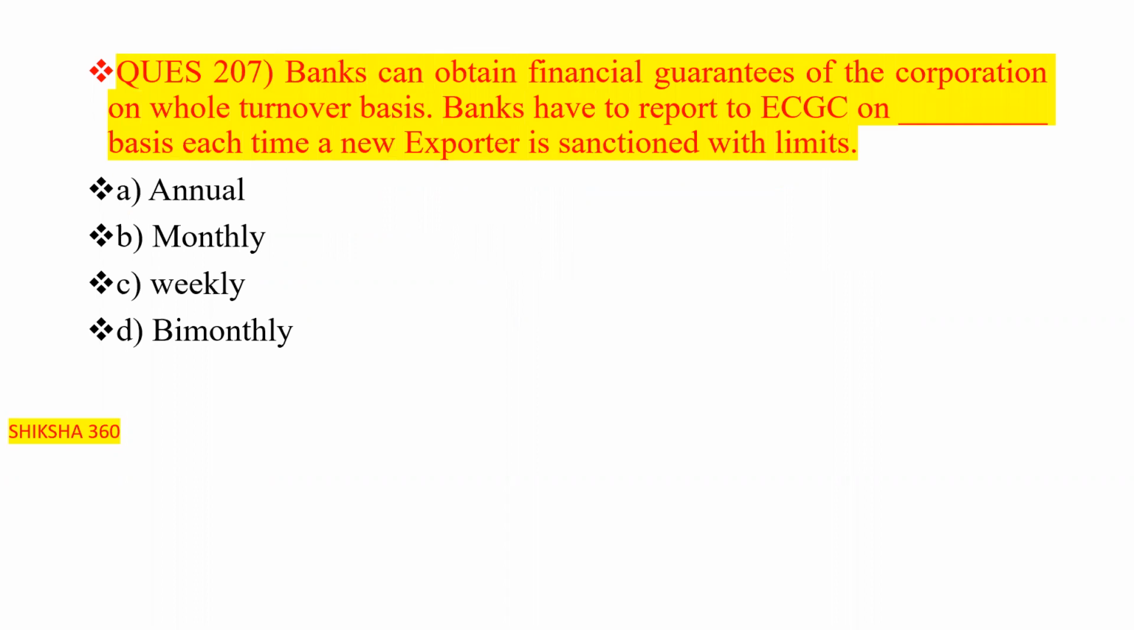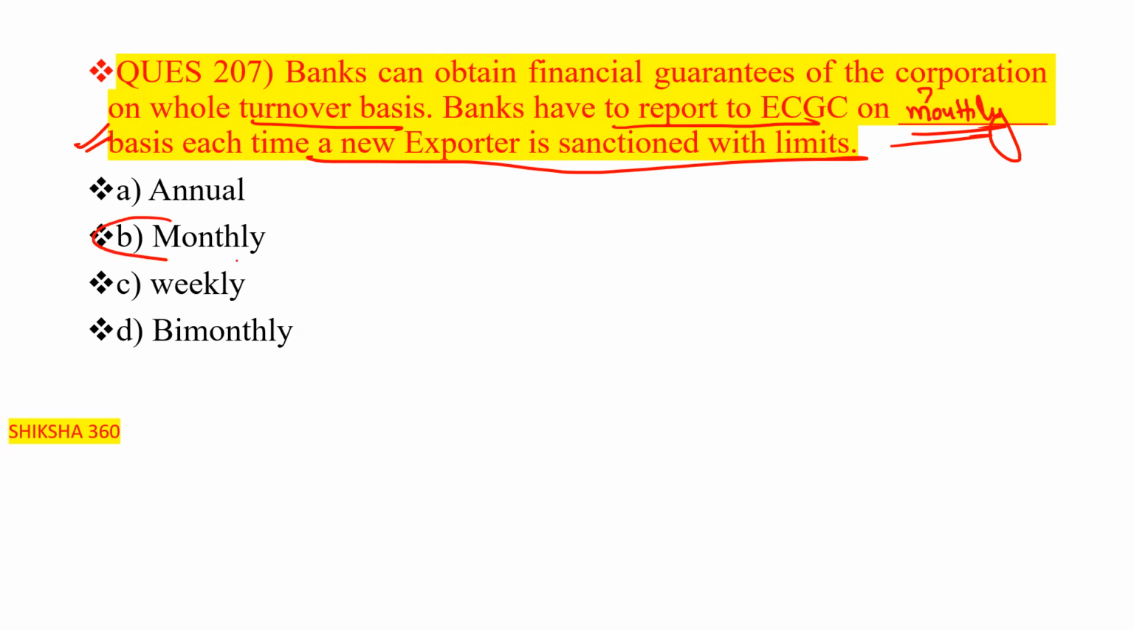Banks can obtain financial guarantees of the corporation on a whole turnover basis. So banks have to report to ECGC on which basis: annual basis, monthly basis, weekly basis, or bi-monthly basis? They have to report each time a new exporter is sanctioned with new limits. So they have to report to ECGC on a monthly basis, each time a new exporter is sanctioned within the limits. So option B is the answer.